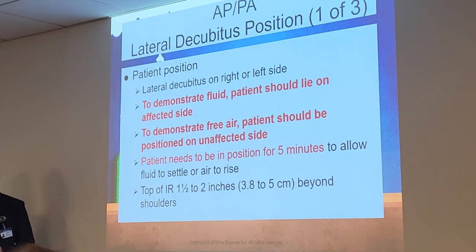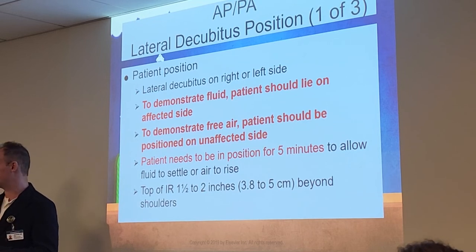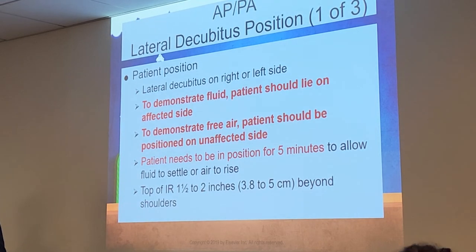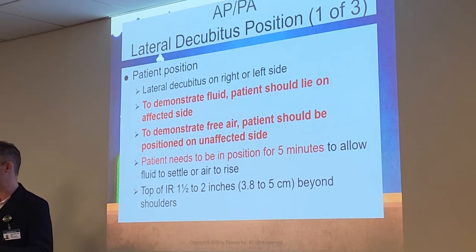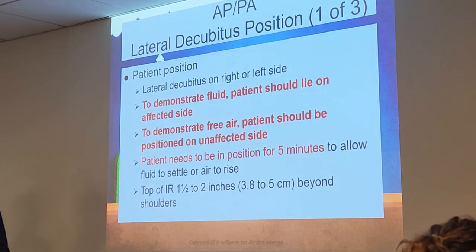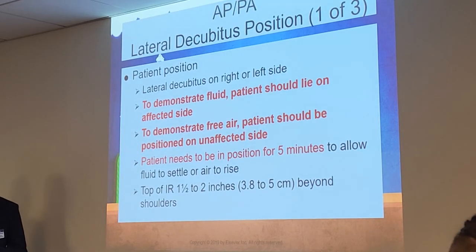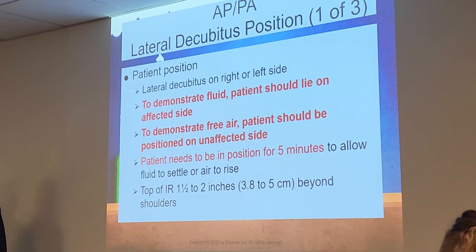All right, patient position. So lateral decubitus on the right or left side. To demonstrate the fluid, like we just talked about, the patient should lie on that affected side. Very important to identify when you're doing a contextual type situational question. What are we looking for on this question? Look for those key words. Whatever that question is talking about with fluid or air, that's how you can determine which decubitus you should do.